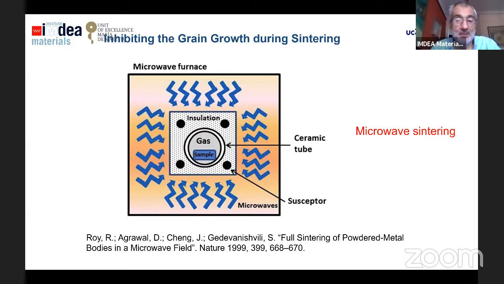One possibility is the so-called microwave sintering. Microwave sintering was developed many years ago for ceramics, but in the late 20th century, in 1999, it was developed also for metals. Using susceptor materials in a ceramic tube, you can sinter, even metals, under a microwave heating system. In this way, you heat up and cool down in a very fast way, and you don't allow the material to have time for grain growth. So that means at the end of the process, you have really very refined grains, which means much better mechanical properties.